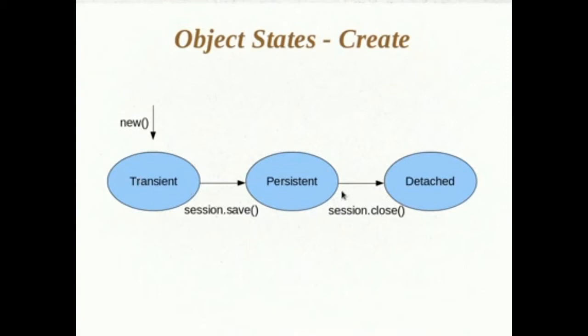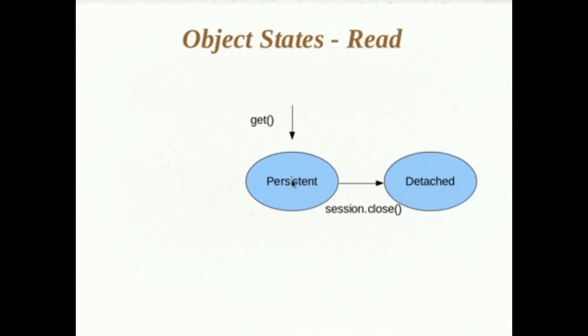But then I do a session.save, and it becomes persistent. Now the changes that I make here are going to go into the database. It's going to trigger an update, and it's going to continue the update until I do a session.close. And then the same thing happens here. Once I do a get, I can do an update here. As long as the object is persistent, it's going to do the update actions, and once you do a session.close, it's going to get detached. So update can happen in both of these ways.